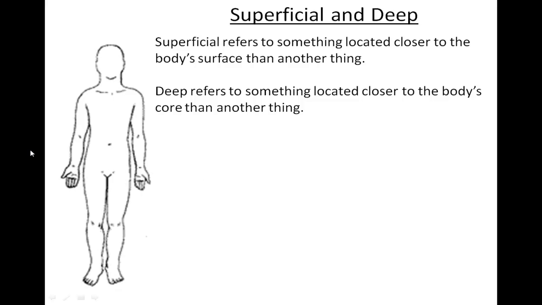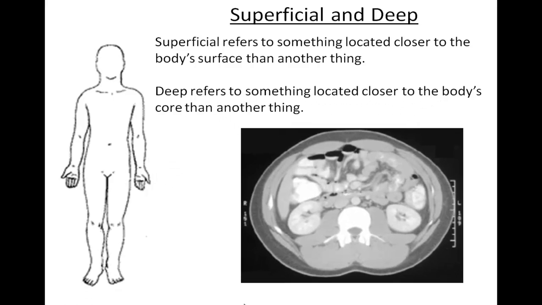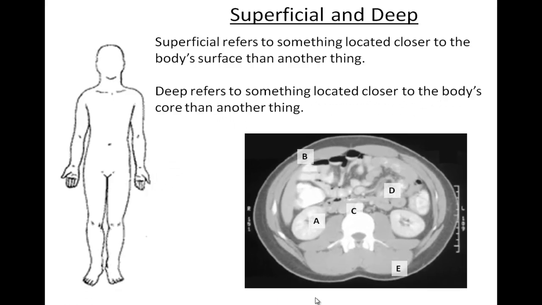If we were to take a cut through this person's torso, like so, and get a nice little cross-section right there, we can see that some structures in here are located more superficially, such as B and E. So we've got the muscles of the back and we've got the muscles of the abdominal wall. Fairly superficial compared to C, right in front of the vertebral body here. C is a very deep structure, and C is deep to A, B, D, and E, whereas D is deep to B, but superficial to C.